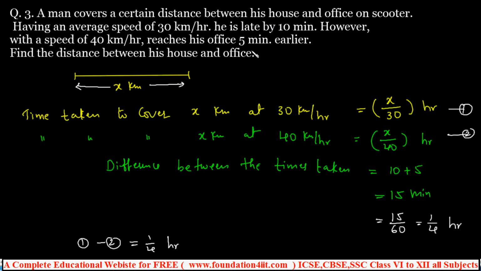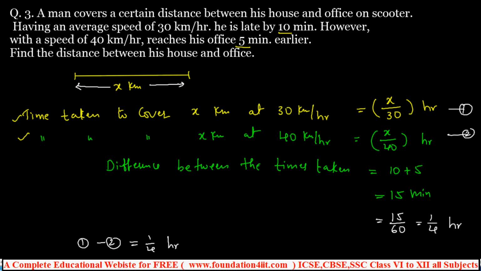Late and early, that's why you should note that the given data is about the time only, 10 minutes late and 5 minutes early. So you also calculate the time first for the two different speeds. Then if you subtract both, that should be equal to 1 by 4, then you can calculate. Okay, these problems we can do in this way. It's easy by making steps as follows.